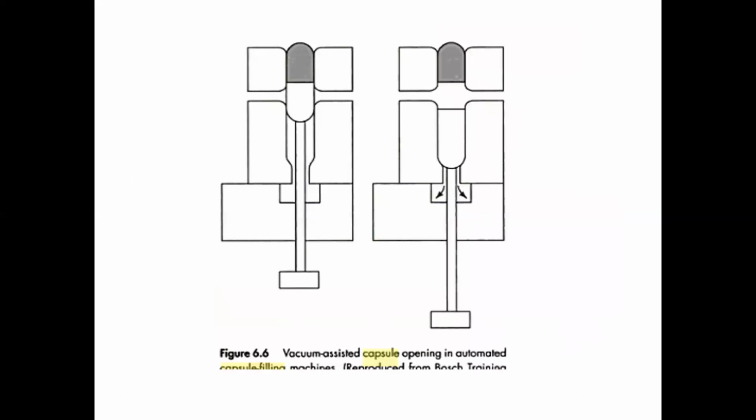Now, once the filling is done, as I said earlier, the locking takes place. Body and the cap are locked together. And here, when you are opening the body and the cap, you have a vacuum assisted opening of the body. You can see it in this diagram. So here, in the vacuum assisted capsule opening, your vacuum is applied at the bottom of the capsule. But once the capsule is filled, then the pin can just push the capsule out. So this is how the mechanism of capsule filling takes place. Thank you.